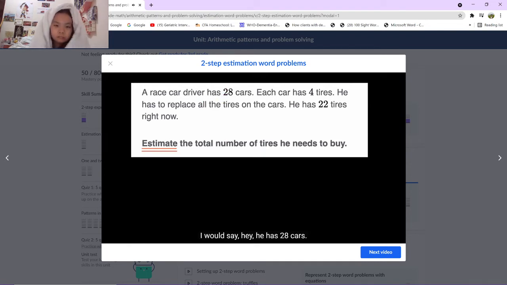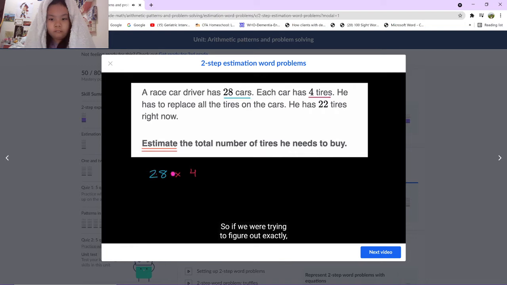So if I wanted to figure out exactly how many tires he needed to buy, I would say, he has 28 cars. Each car has 4 tires. So if you wanted to know the total number of tires, you multiply 28 times 4. And then it says he has to replace all the tires on the cars. If he didn't have any, this is the number that he would have to replace. But it says he has 22 tires right now.